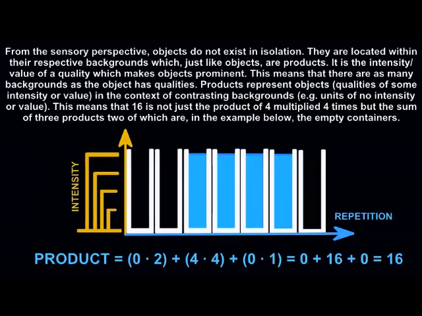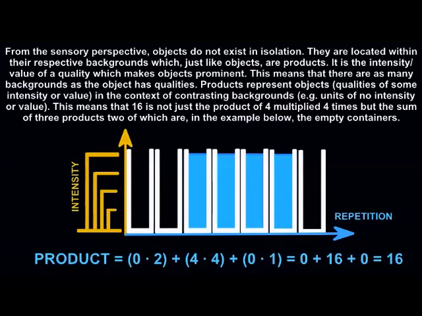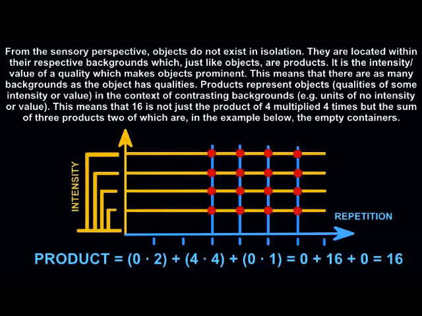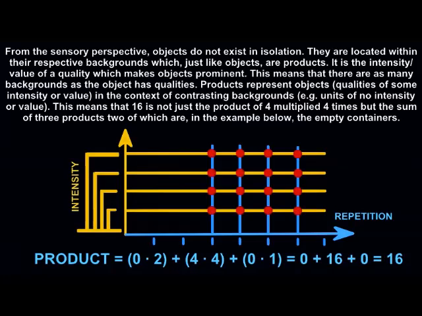Products represent objects, qualities of some intensity or value, in the context of contrasting backgrounds, for example, units of no intensity or value. This means that 16 is not just the product of 4 multiplied 4 times, but the sum of 3 products, 2 of which are, in the example below, the empty containers.